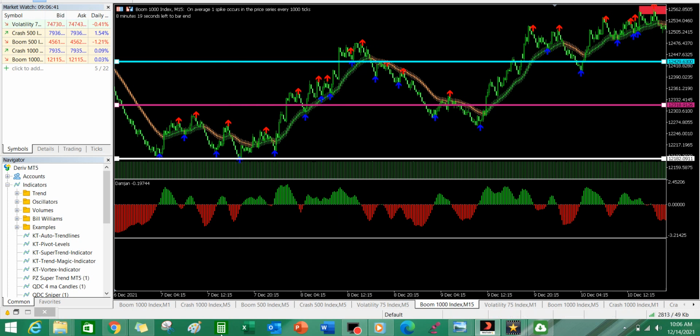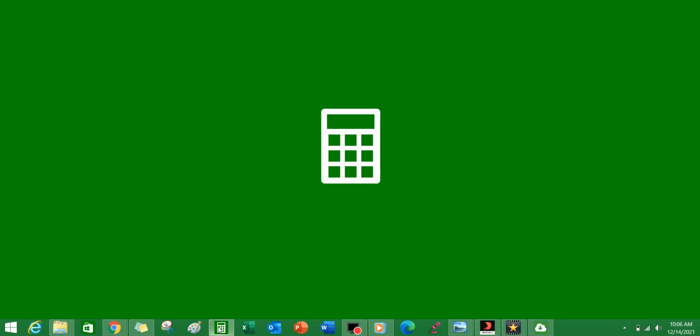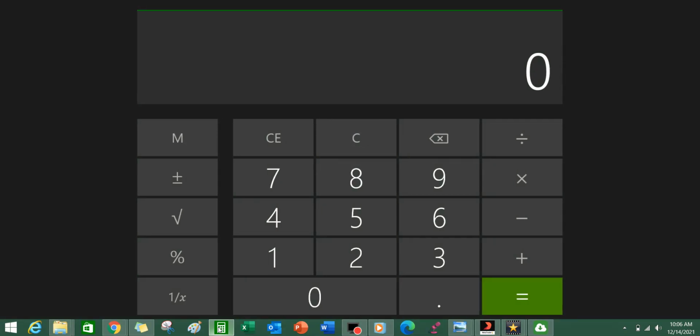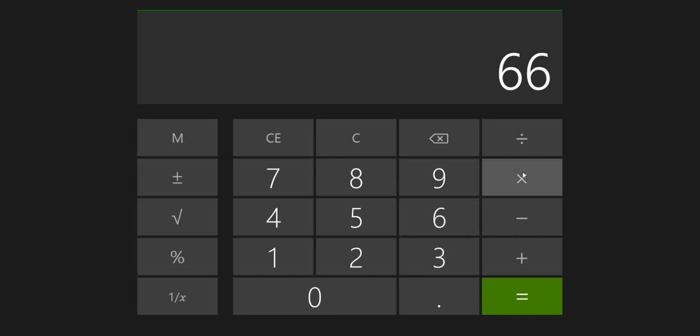This is 66 candles, so if we do our calculation, 66 times 15 to convert it into minutes, that is about 990 minutes. Let's say we are getting 40 cents per minute, times 0.4, that is giving us $396. That's amazing. It's quite alarming.